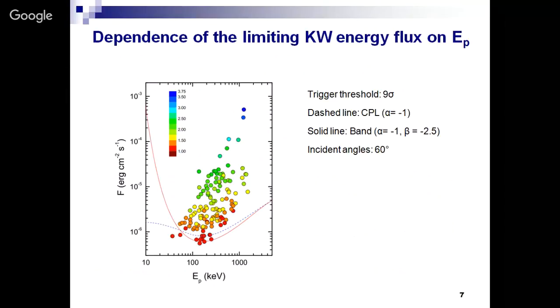In this slide, we also investigated the selection effects. In the left panel is presented the dependence of isotropic energy release on the factor 1 plus z, and the curve corresponds to the fluence threshold. The central panel presents the same for the isotropic peak luminosity, and the right panel presents the selection effects for the rest frame peak energy. The color denotes the trigger significance.